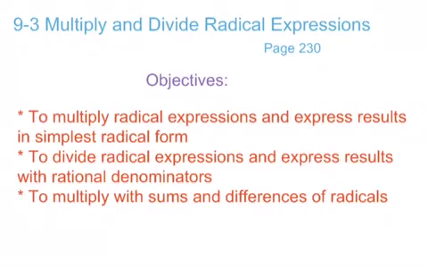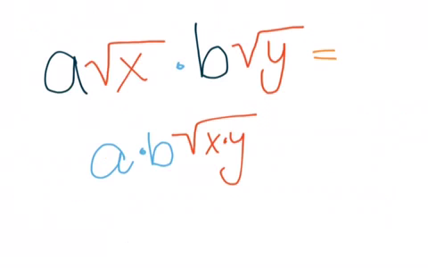We're on 9-3, multiply and divide radical expressions, on page 230 in your orange Algebra 1 book. I'm not going to read you these objectives. I'm going to have you go over them and put them in your notebook, though, okay? So go and pause the video, write down the slide, and then move on whenever you're ready.